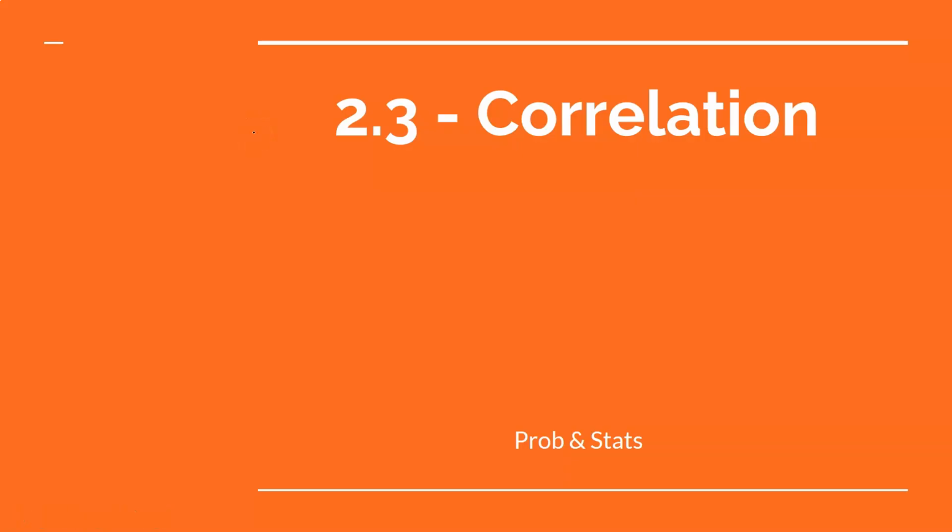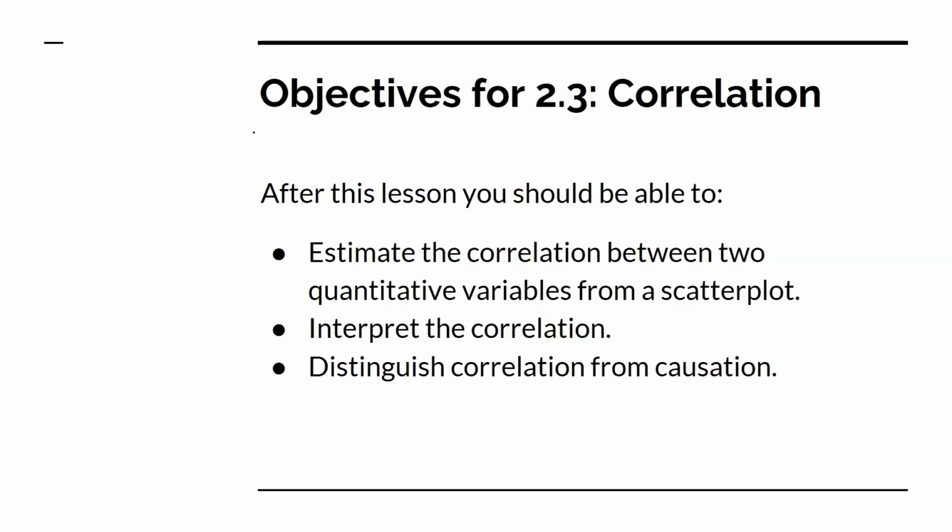Today we're going to cover 2.3 on correlation. Some objectives for 2.3 on correlation. After this lesson, you should be able to estimate the correlation between two quantitative variables from a scatter plot. You should be able to interpret that correlation, and you should be able to distinguish correlation from causation.